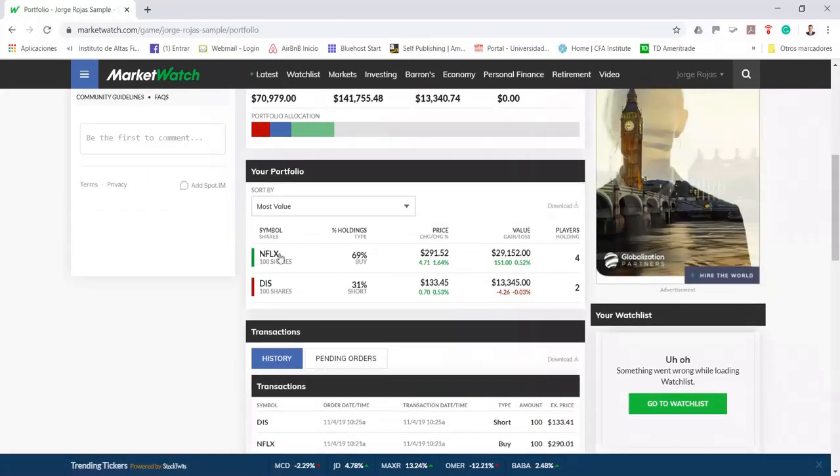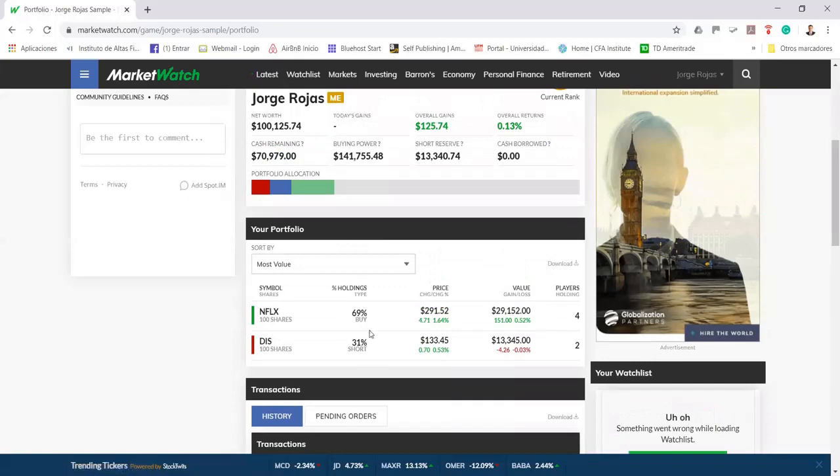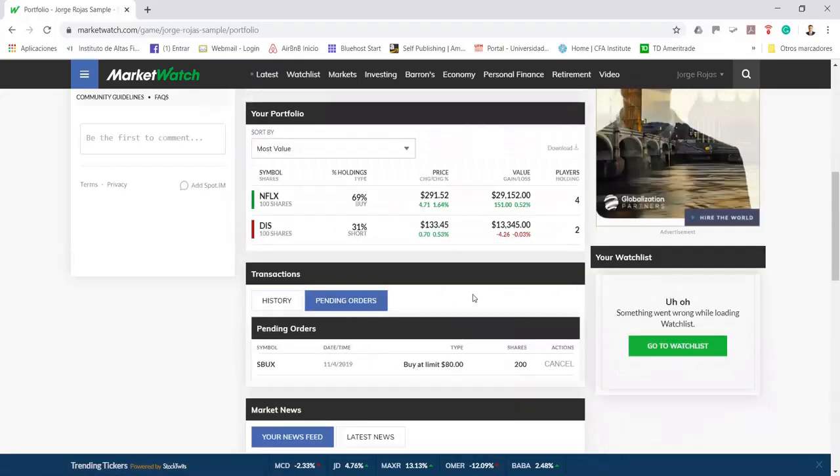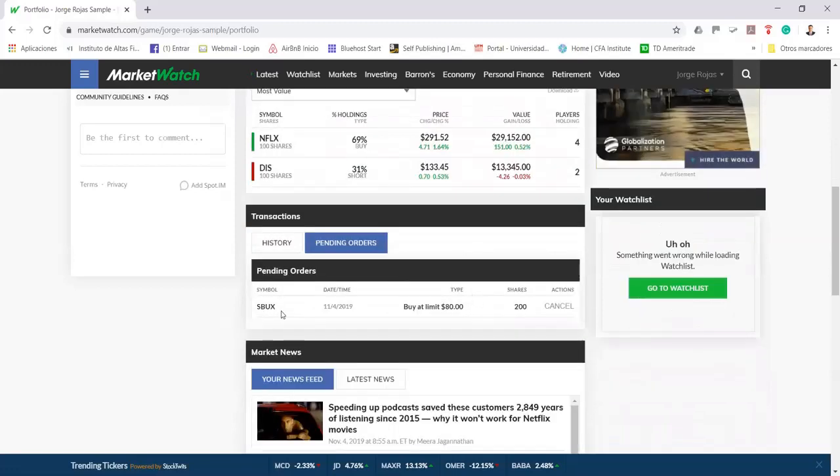So right there I have it. I have my previous order of 100 shares of Netflix. And now I have 100 shares shorted in the case of Disney. So now I have these two active orders, and I have my pending order, which is for Starbucks if and only if the price goes down to 80. Else it's going to be kept pending until I cancel it or the condition is met.